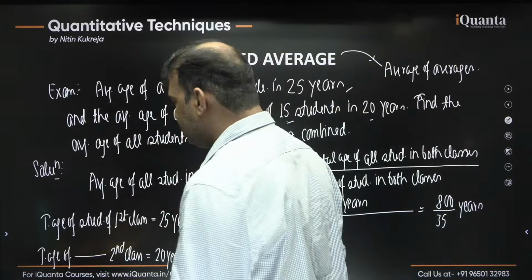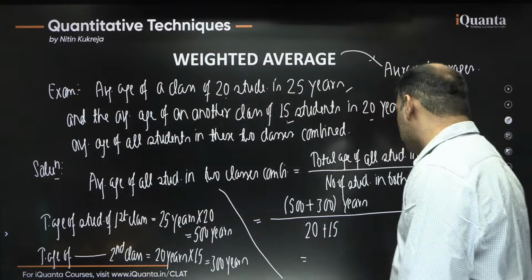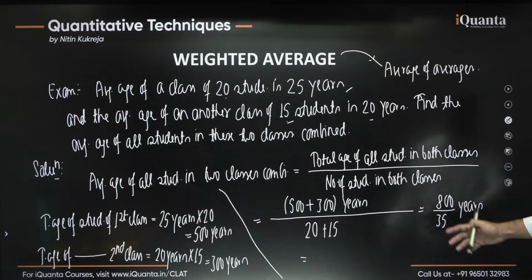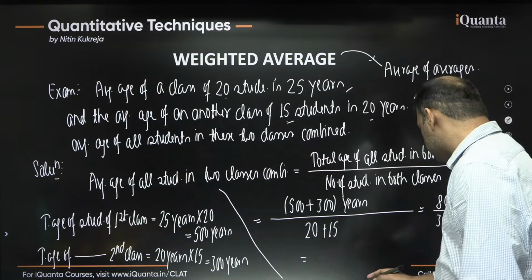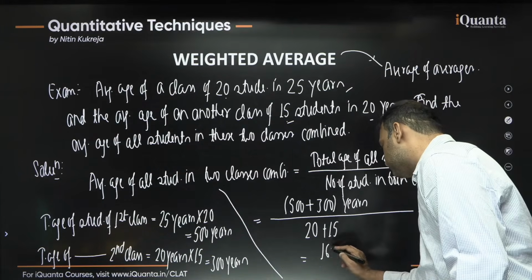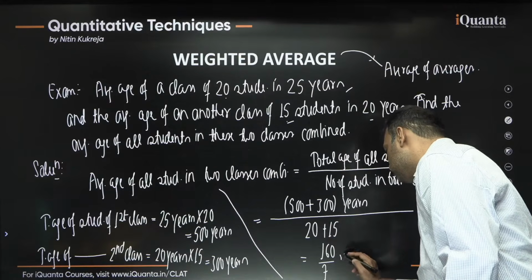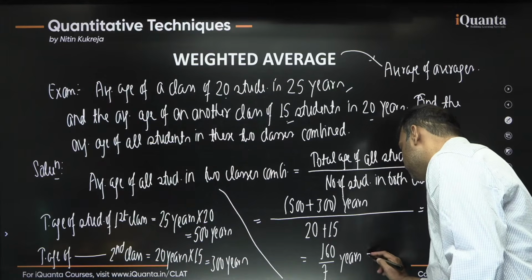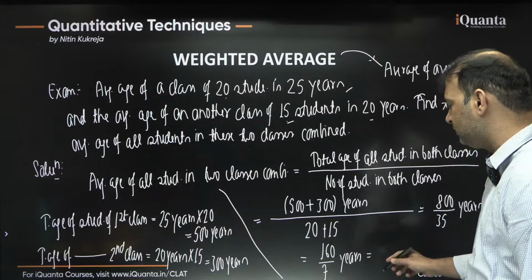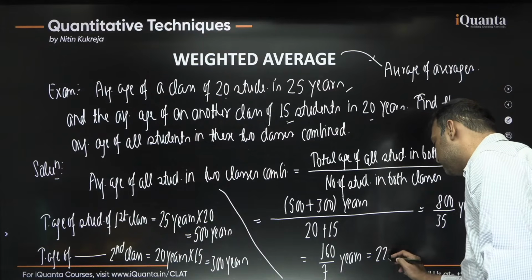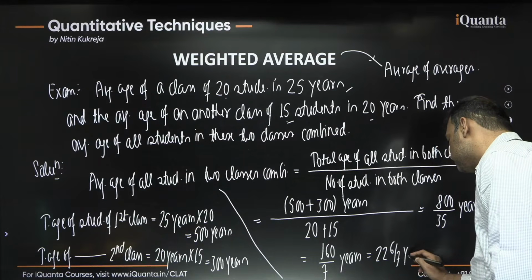classes combined. If we simplify, 5 is common, so this is 160 by 7, right? We can also write it as a mixed fraction, so it should be 22 and 6 by 7, right guys? It should be 22 and 6 by 7.